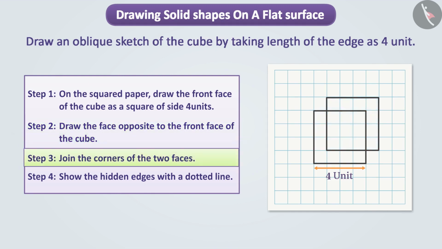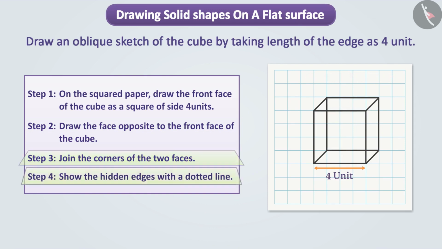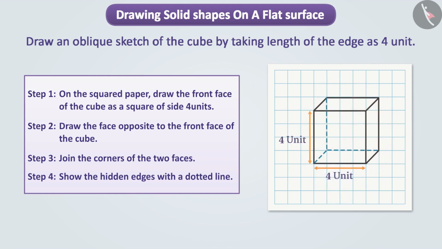Step 3. After this, we will join the corresponding corners of the two squared faces. Step 4. Now, we will show the hidden edges with a dotted line. This is a convention that we follow. Thus, we have drawn an oblique sketch of a cube of dimensions 4 by 4 by 4 units. Now, let us draw the isometric sketch of this.